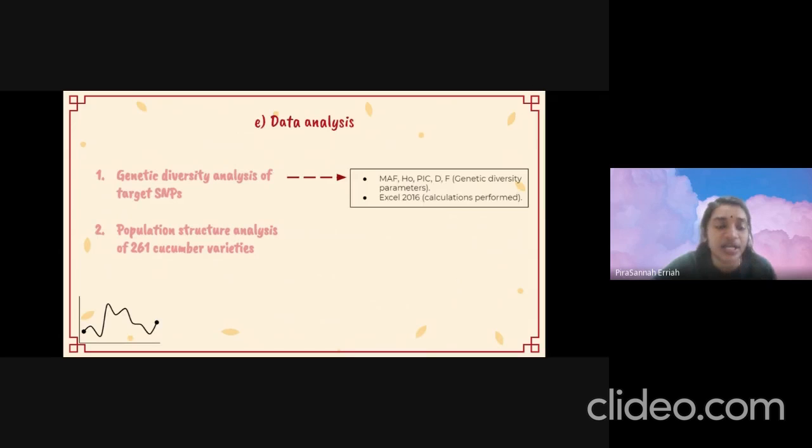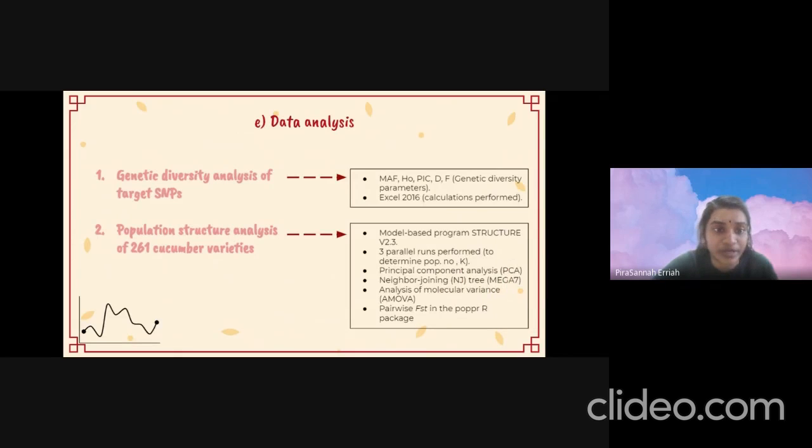these articles. So the second division, the analysis or software that have been used, is actually quite a lot. Let me explain one by one here. So the model-based program STRUCTURE version 2.3 is used to analyze the genetic structure of 261 cucumber varieties. And then they also performed 3 parallel runs to determine the population numbers, that is denoted as symbol K.